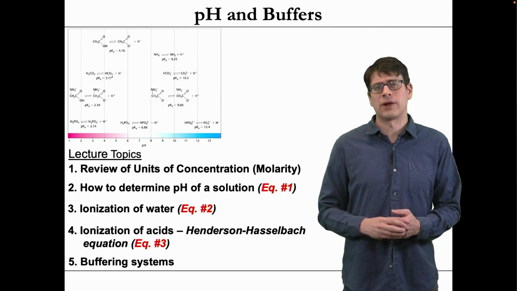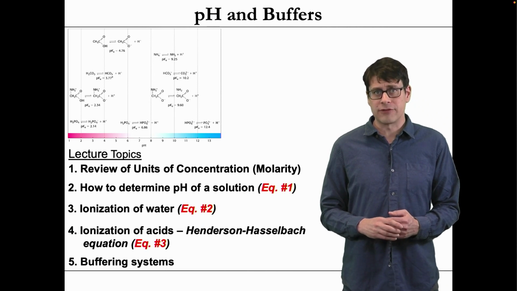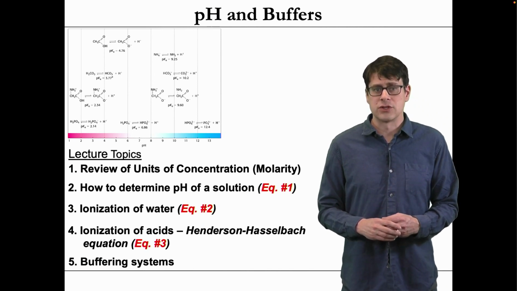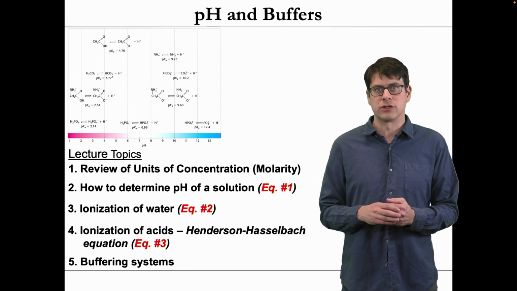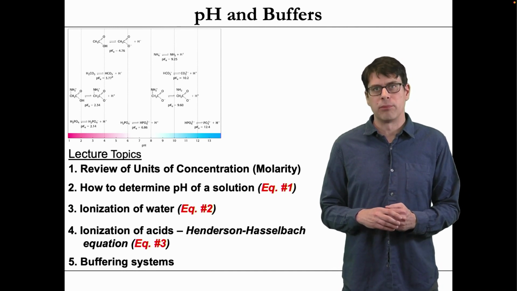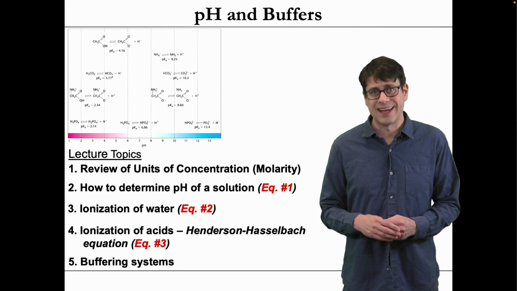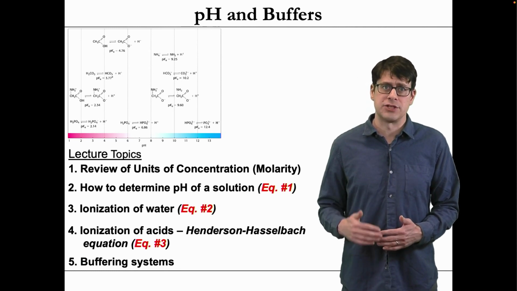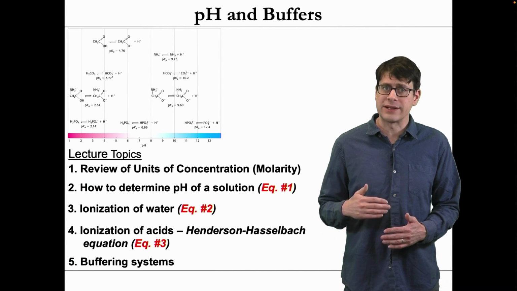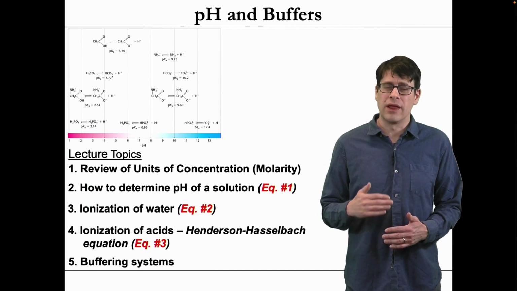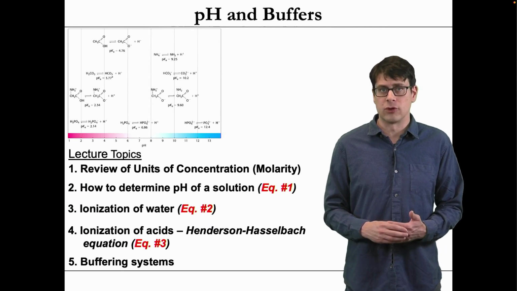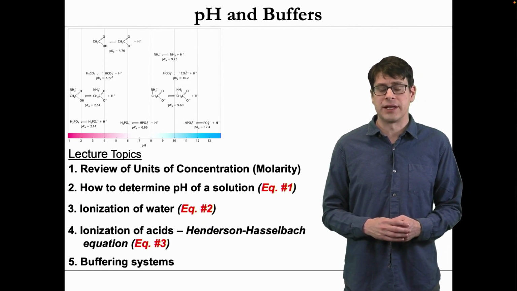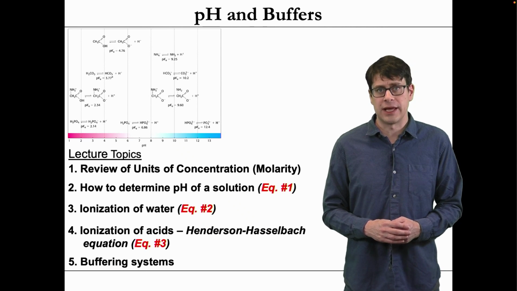And lastly, we'll round out the lecture with a discussion on buffers and buffering systems. So these are ways that you can regulate or moderate the pH of a solution. And so this is important both for biochemical experiments as well as your general physiology. Your body needs to be able to have a buffering system that will control the pH of your blood and keep it at a set level. So with that, let's launch into lecture number 2, pH and buffers.